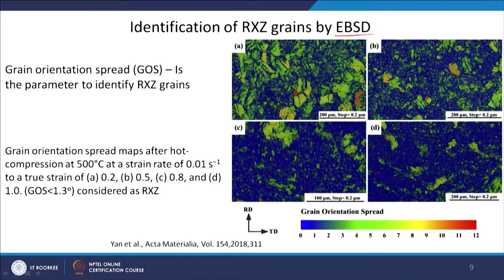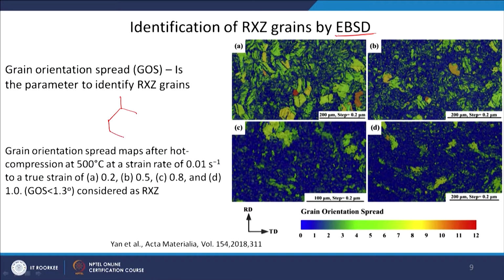Now, there is another very important characterization technique, as I told you earlier, that is electron backscatter diffraction, EBSD. I am taking it here because it is one of the very important techniques now to characterize the recrystallization process in the material. As I told you, in this technique you find out the orientation of each grain, basically the orientation of the unit cell, that is, how the unit cell is oriented in different grains.